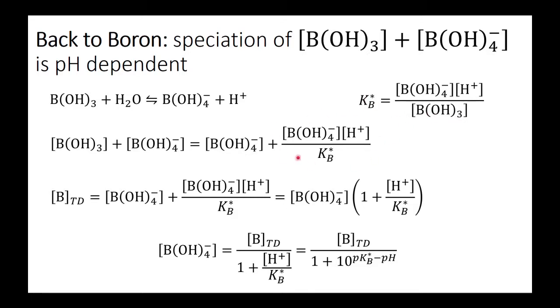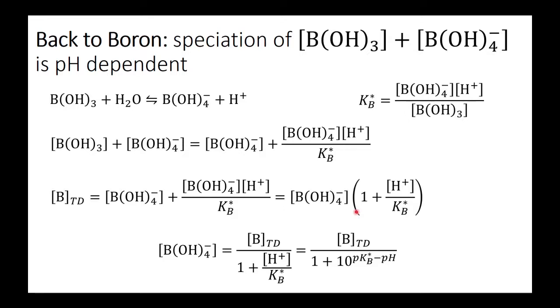So this is now basically an equation that gives us this amount. All this equation is saying is that plus that equals that plus that, which is basically saying it's the same thing, which is basically the total boron. And then I can rearrange that, basically factor out the borate ion to give me this equation here.